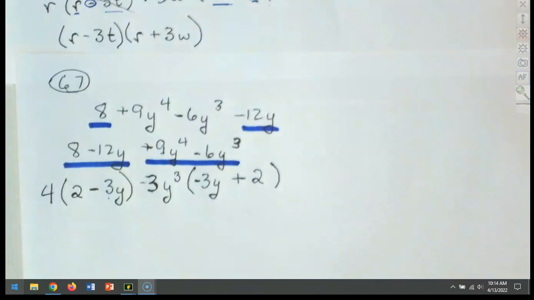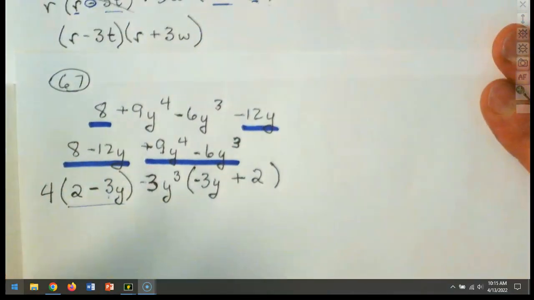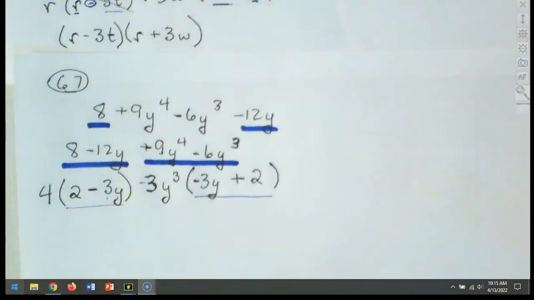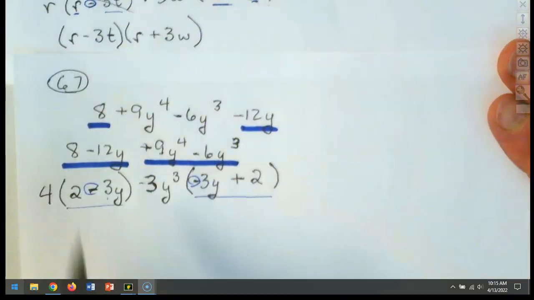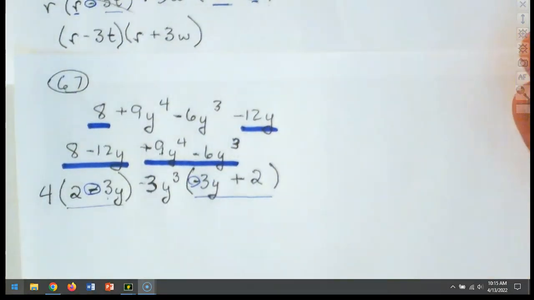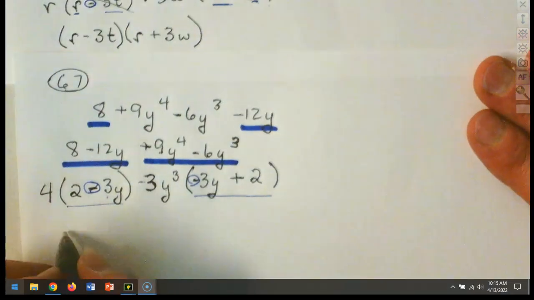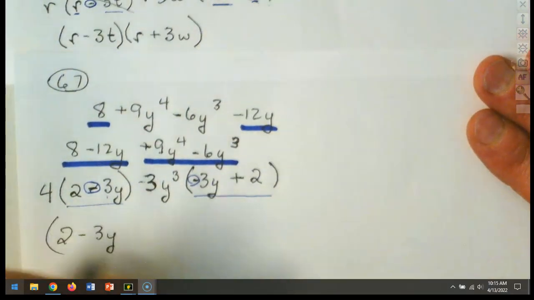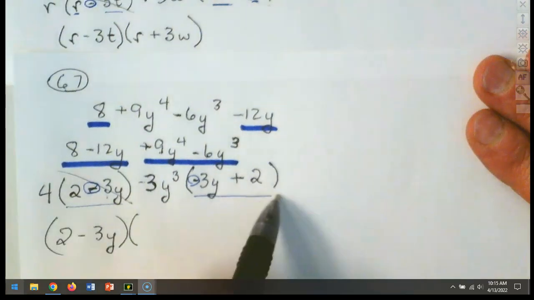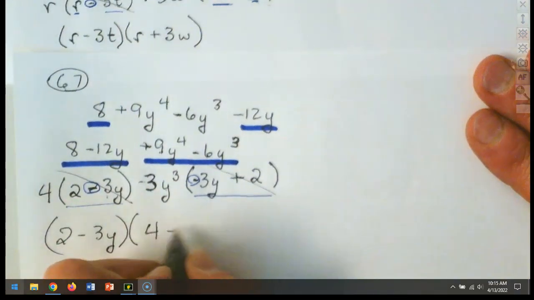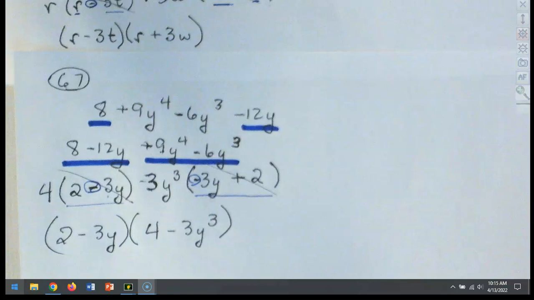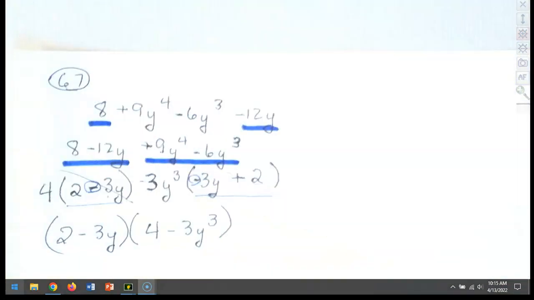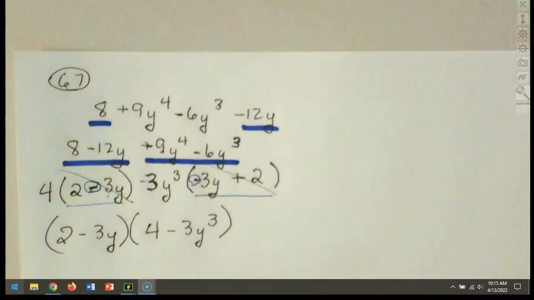Now what can we do? Now these groupings are the same. They look slightly different, right? But they are the same. Order doesn't matter. Just make sure that this one's negative and the 3 is negative here also. So go ahead and factor it out. So I'm going to factor it as 2 minus 3y. And if that's gone and that's gone, then what's left over? 4 minus 3y cubed. And that is your final, finished, factored answer. And sometimes with the negatives, you've got to be careful about the order and the signs.